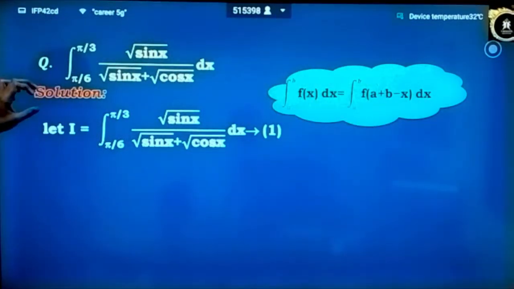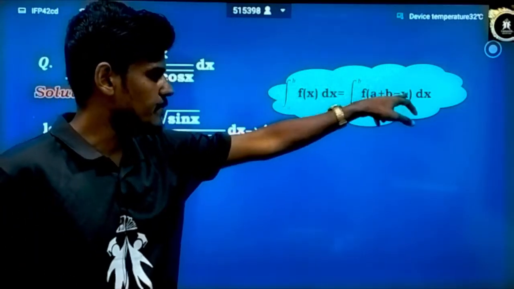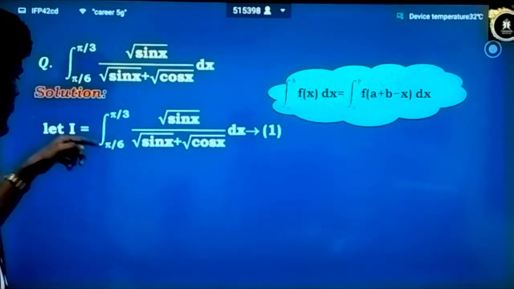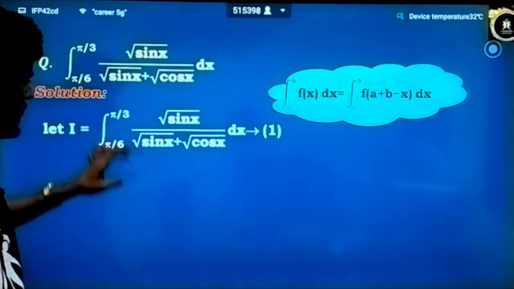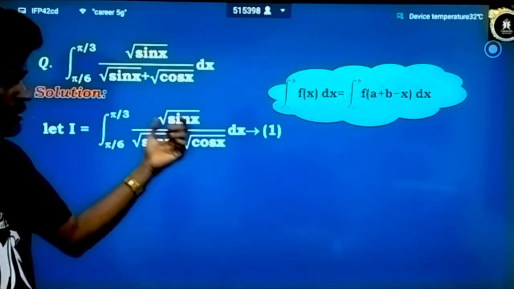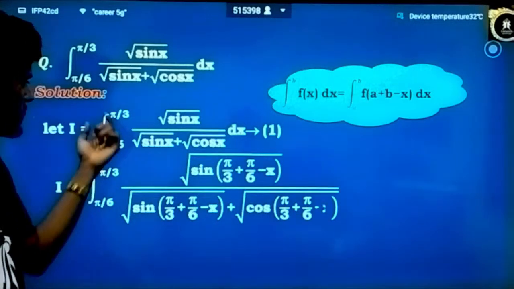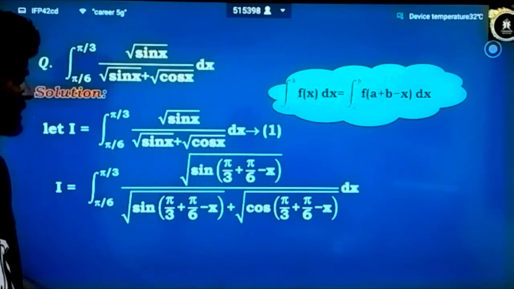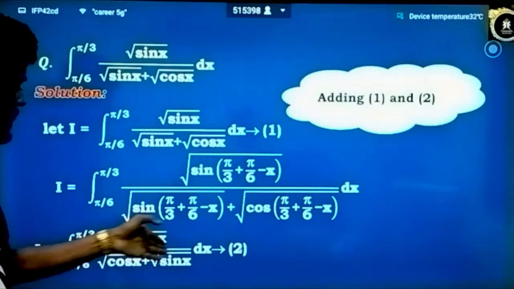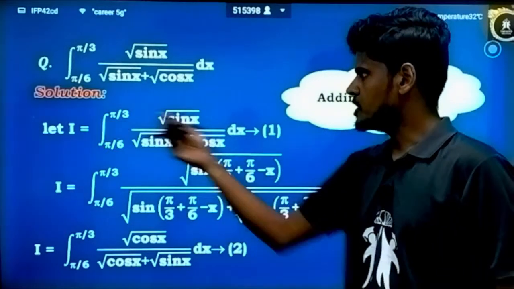So what is the property? Integral a to b f of x dx is equal to integral a to b f of a plus b minus x dx. Now by virtue of this property, when we add these two limits, we get 90 degrees, and sin 90 minus theta is cos theta. So in the numerator, when we change this angle into a plus b minus x, we will have cos x. In the denominator, we will have root cos x plus root sin x. So the denominator remains unchanged.